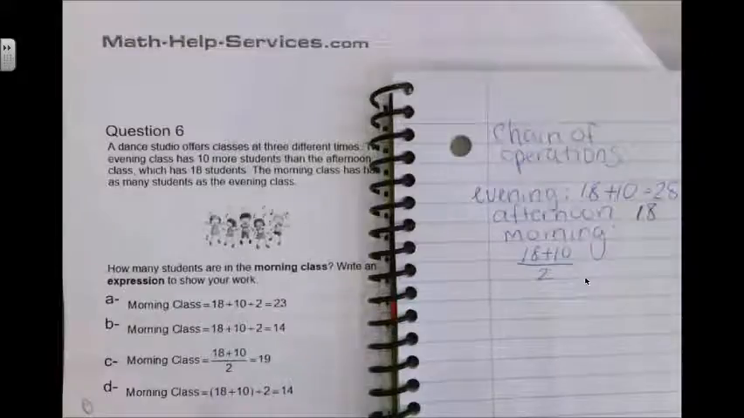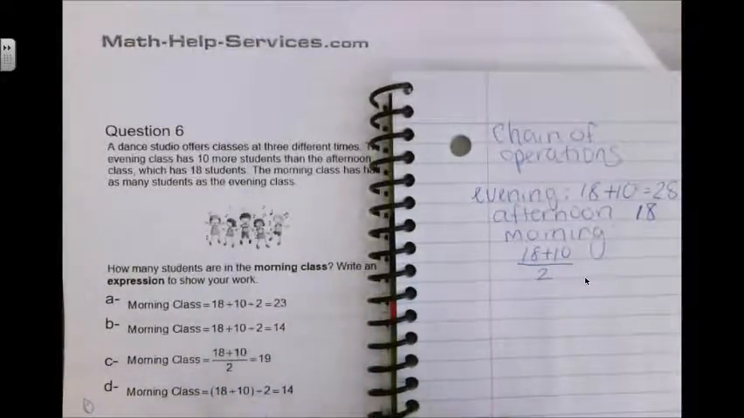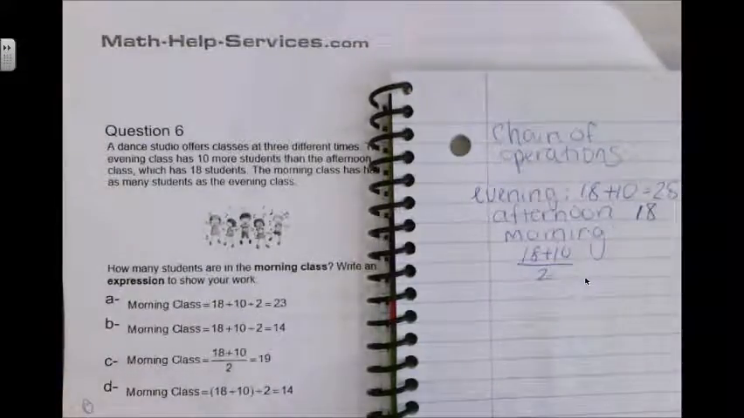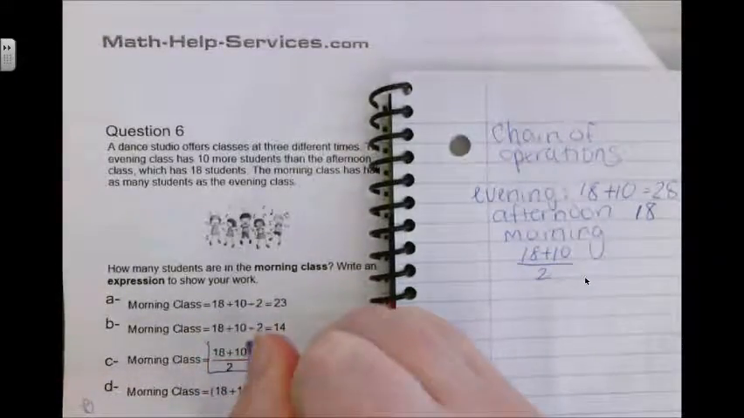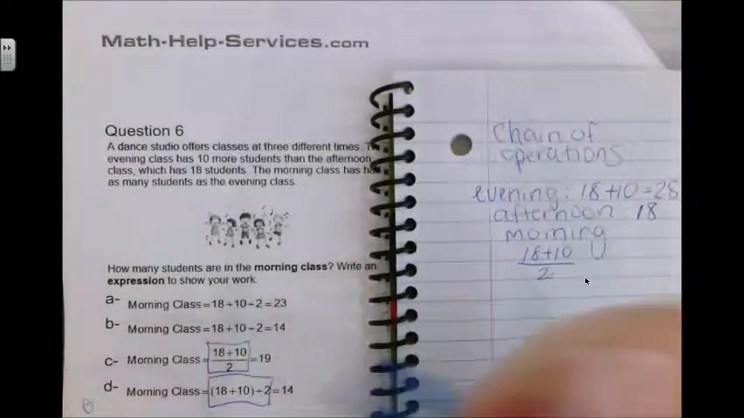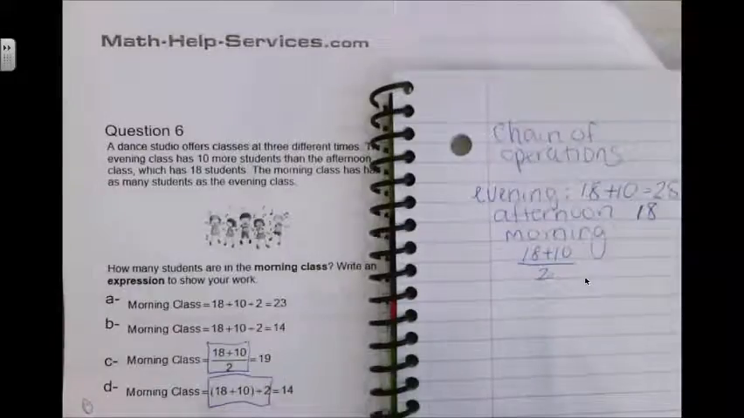So both C and D are showing you options for that. This one says 18 plus 10 divided by 2, exactly like how I wrote it. The other one has 18 plus 10 in brackets divided by 2. So both of these calculations are right. But the thing is that they wrote different answers for them.